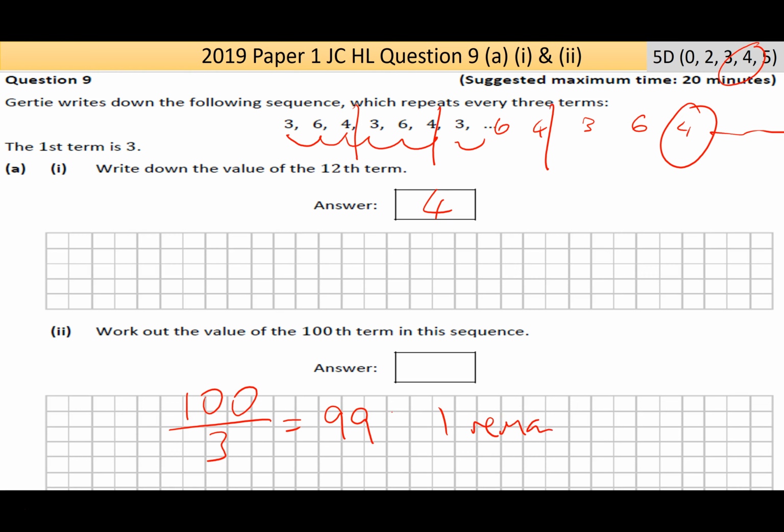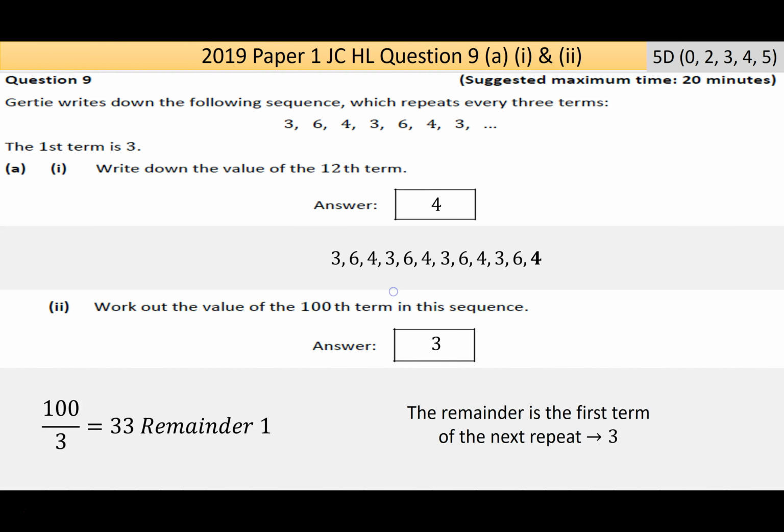Once it has finished the 99th time, there's 1 term left over. So if you think about it, dot, dot, dot, as far as 99 is 3, 6, 4, and then the next one is back to 3. I know I kind of got off the screen there. So the value of the 100th term is 3. The answer is built in there, I'm just trying to get that point across.